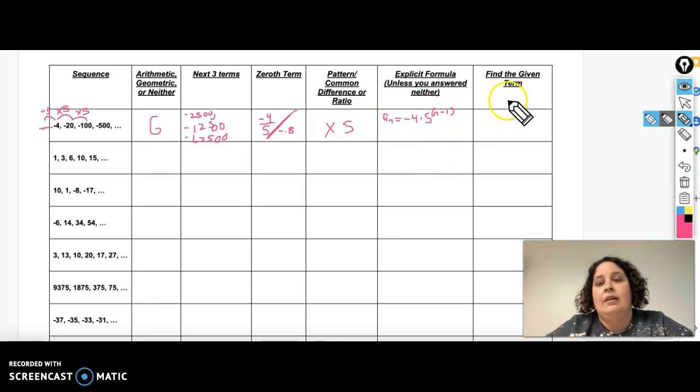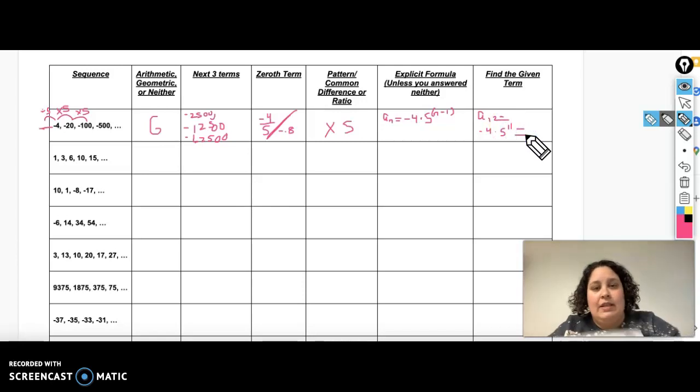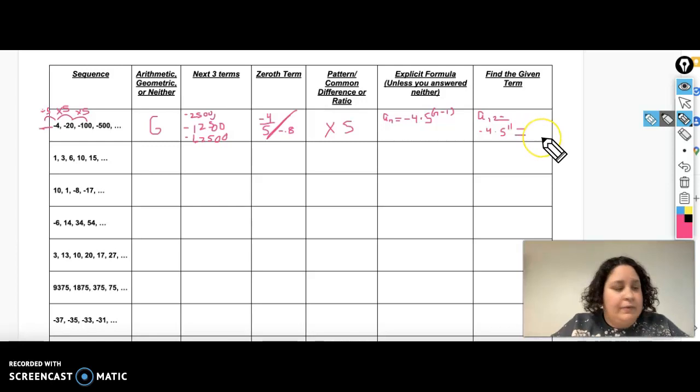And then lastly, I'm going to find my given term. Again, it will say a number here. So let's say that it says the 12th, right? So I'm going to plug this 12 in right here. So I'm going to do -4 times 5 to the 12 minus 1, so that's the 11th power. And I'm going to plug that into my calculator and see what I get. So -4 times 5 to the 11th power. Ooh, that's a very big number.